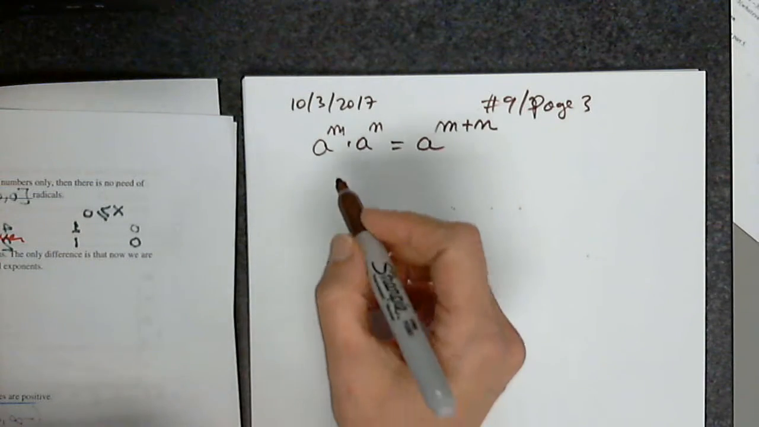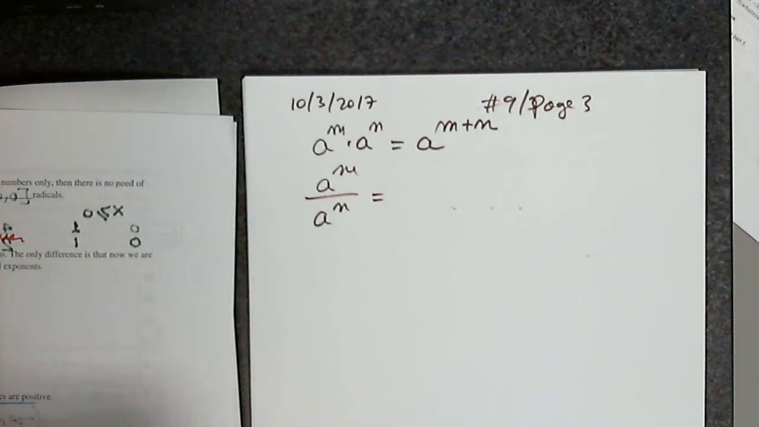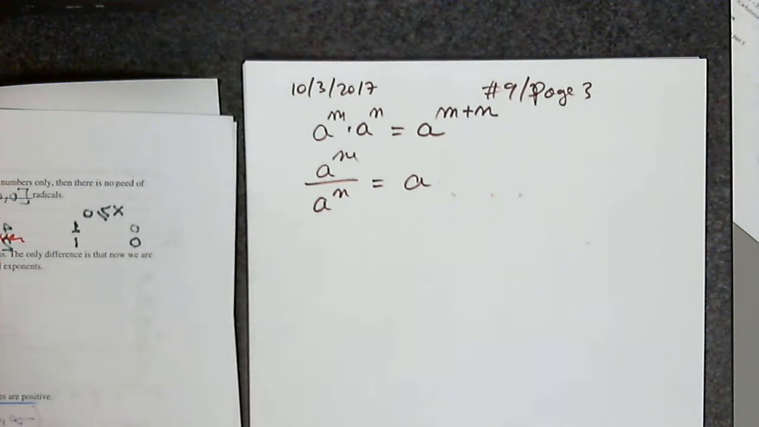Very good. The next one, a to the mth power over a to the nth power. We copy the base, and what happens to the exponents? I subtract, and always in the same order. From the exponent of the numerator, I subtract the exponent of the denominator. Is it okay so far, Becky? Okay, so m minus n.